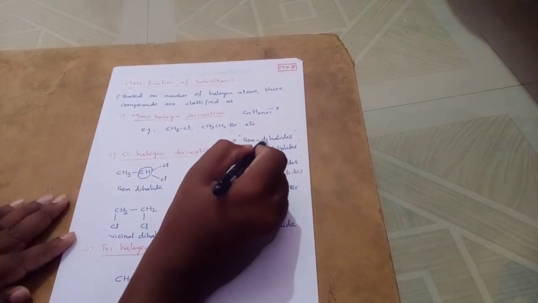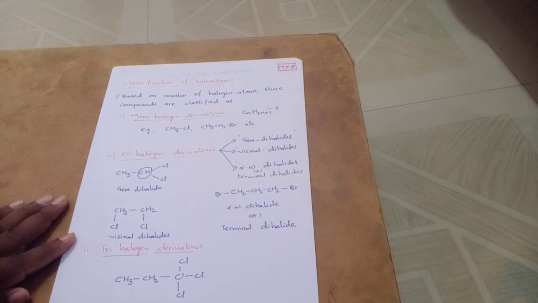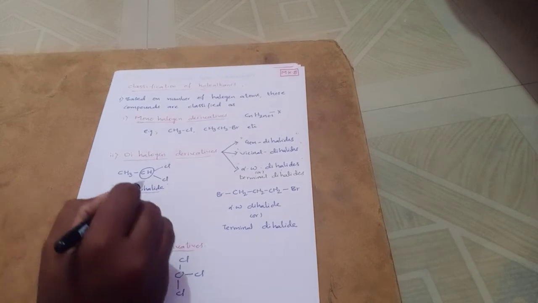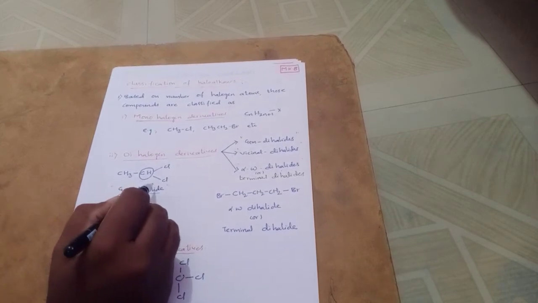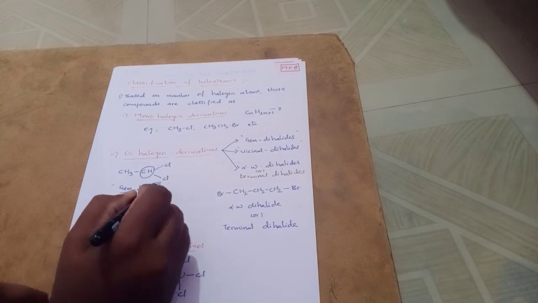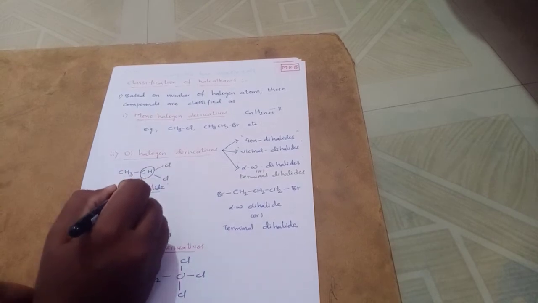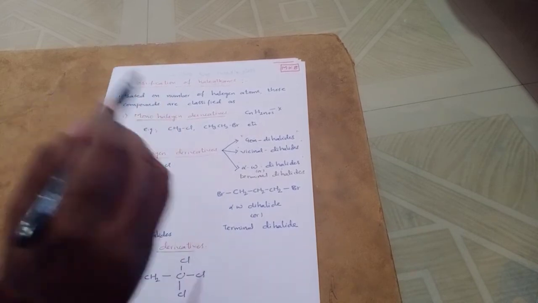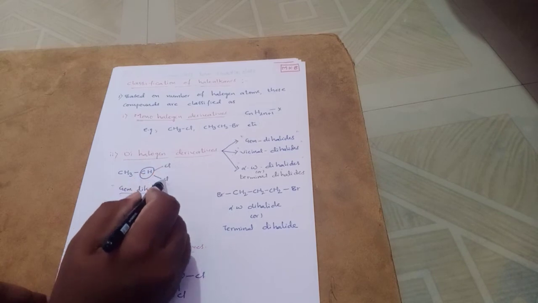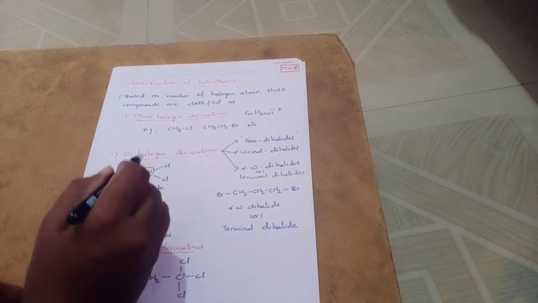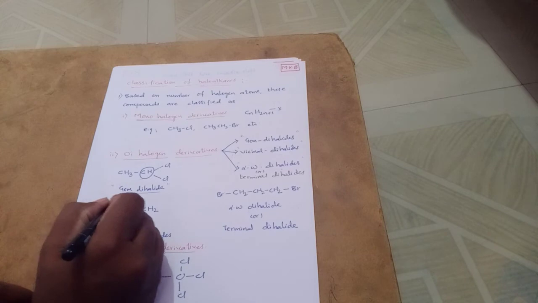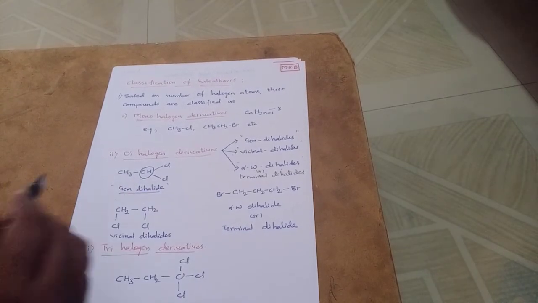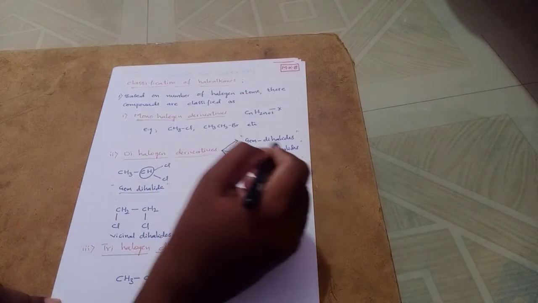Now, what is a gem dihalide or geminal dihalide? Geminal dihalide or gem dihalide means in those dihalogen compounds, both the halogen atoms will be present on only one carbon atom, or on the same carbon atom. If the two halogen atoms are present on the same carbon atom, then that is an example for gem dihalide or geminal dihalide. And what are vicinal dihalides?